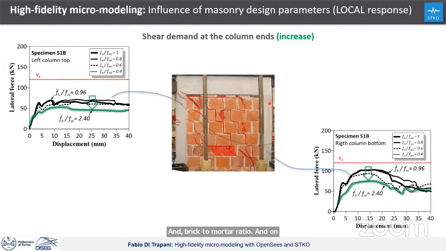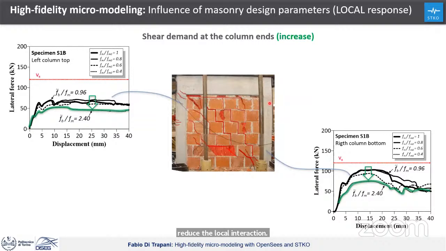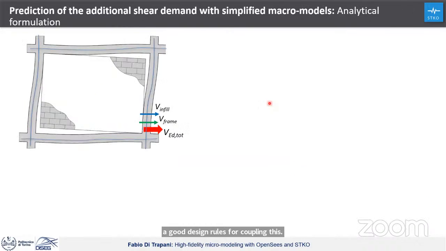And on the contrary, here we are reducing the strength of the mortar, and we can reduce the local interaction effect. Again, I want to stress this because it seems from this analysis that the definition of some good design rules for coupling the strength of the units and the strength of the mortar will be desirable, but we also have to consider it when we are going to do the assessment.